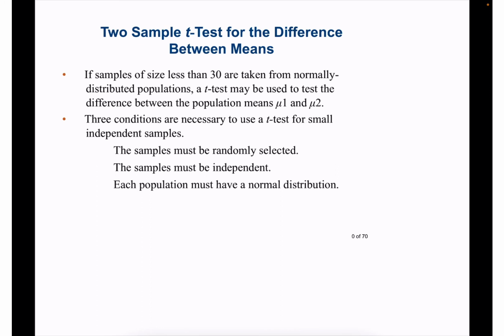So here is the important information. If samples of size less than 30 are taken from normally distributed populations, a t-test may be conducted to test the difference between the population means mu1 and mu2. Three conditions. Again, it has to be random. Again, it has to be independent. Again, it has to be a normal distribution.